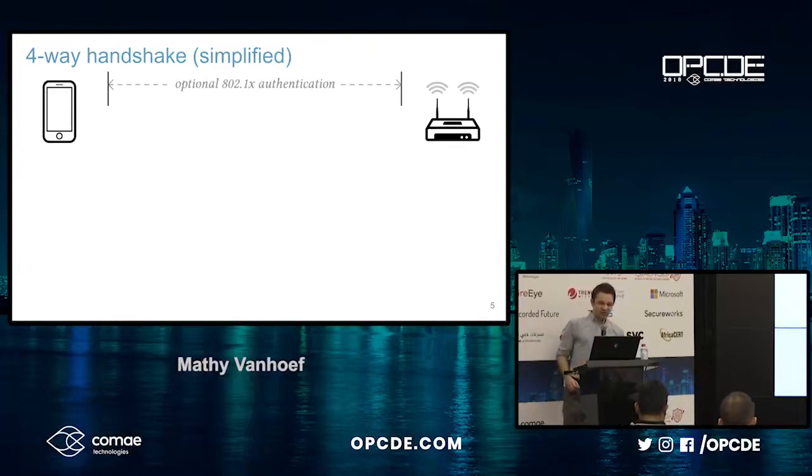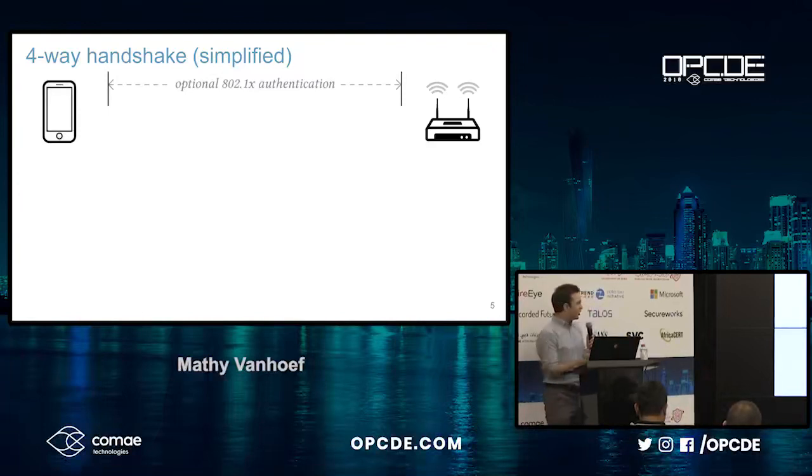So let's say that we have a client here on the left, and it wants to connect to the access point on the right. Now, if you're just using an ordinary home network where authentication just happens using a password, then we can immediately execute the four-way handshake. But in case you have an enterprise network where you log in using certificates or using a username and password, then the first thing that happens is that an 802.1X authentication handshake is executed.